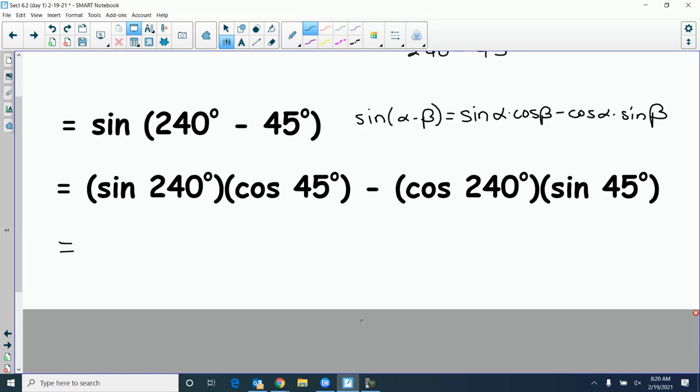Now you do the math. This is why we do those 10-question trig little quizzes. You got to know what sine of 240 is. You got to know what cosine of 45 degrees is. You got to know whether they're positive or negative as well. Okay, so make sure you have those.